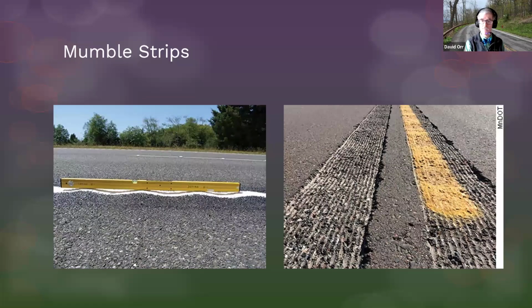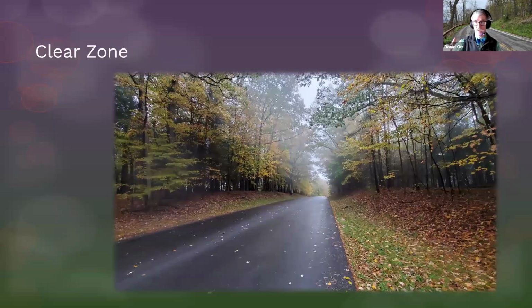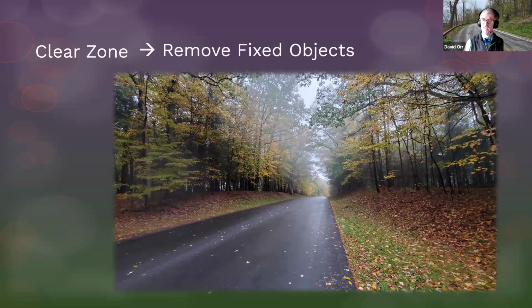Okay. Now, the other thing we need to know and think about is clear zones. In fact, the proven safety countermeasure is actually for removing fixed objects. They don't focus on curves, they're focused on other activities. But thinking about removing fixed objects, consistency matters. That to me is probably the biggest issue, the thing we want to think about.